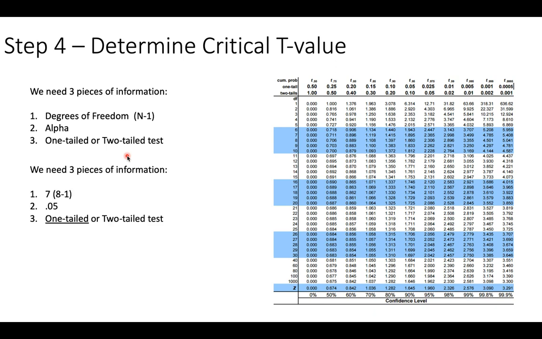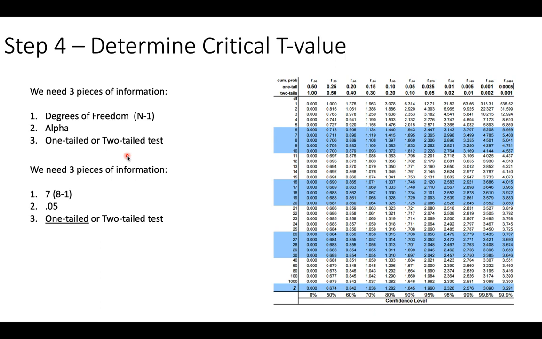Degrees of freedom is easy. N minus 1, so 8 minus 1 is 7. Our alpha was 0.05, and we have a one-tailed test. Now, one-tailed and two-tailed refers to whether or not your hypothesis has directionality. What I mean by directionality is, are you making a specific prediction about whether your sample will be less than or greater than the population? Did we specify a direction? Versus a two-tailed test in which we would not specify a direction.